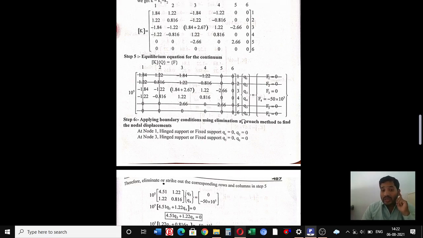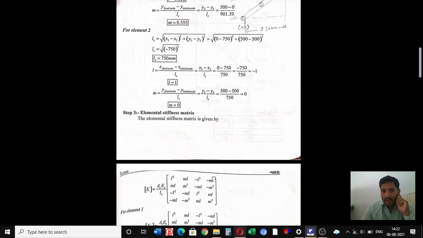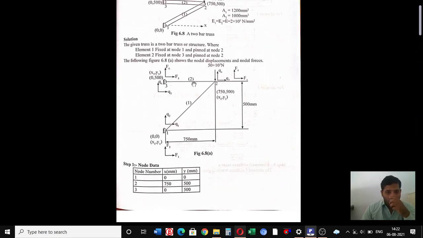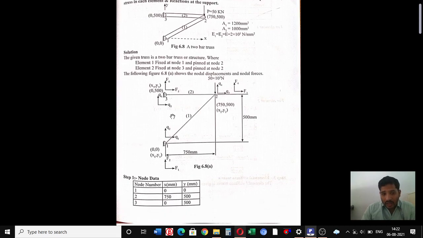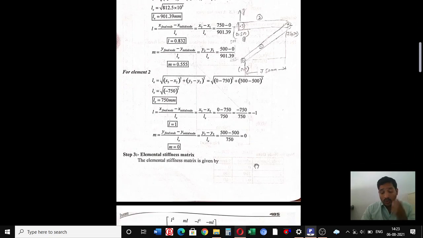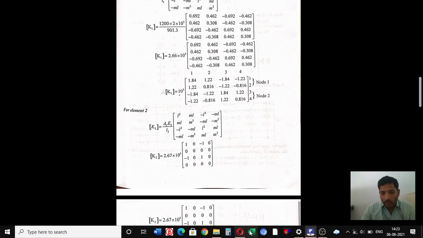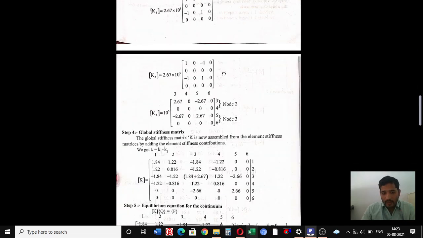At node 3, where is the fix? At node 3, this is also fixed. At that time, this Q5 and this Q6 are also 0. At node 1, Q1 and Q2 are 0. At node 3, Q5 and Q6 are also 0. That's what we have to represent here.